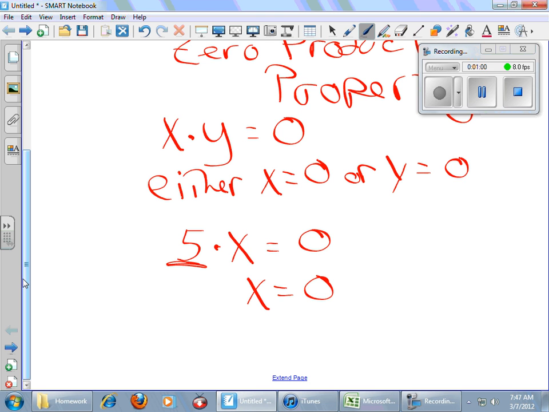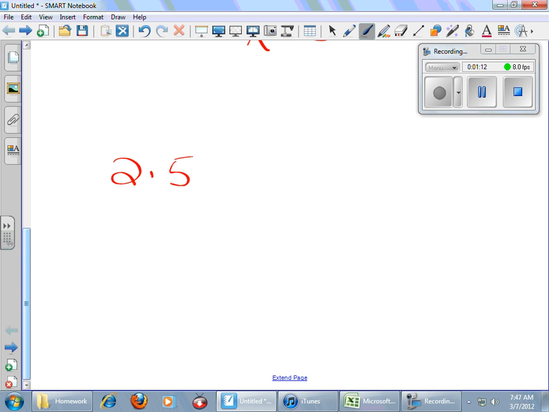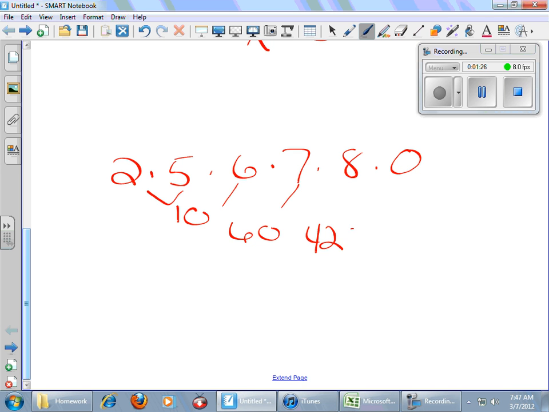If you multiply two numbers together and your product is 0, then at least one of the numbers being multiplied had to be 0. Of course, I said two numbers, but it could work for this: 2 times 5 times 6 times 7 times 8 times 0. Only a fool would sit here and go 2 times 5 is 10, times 6 is 60, then 420, and so on. Oh my gosh, times 0, it equals 0.